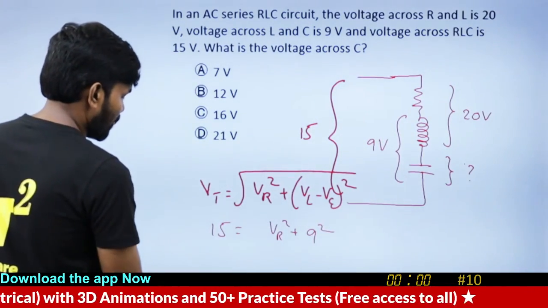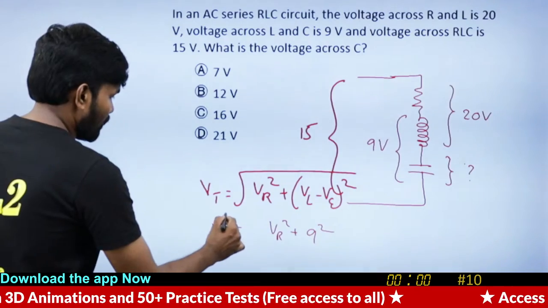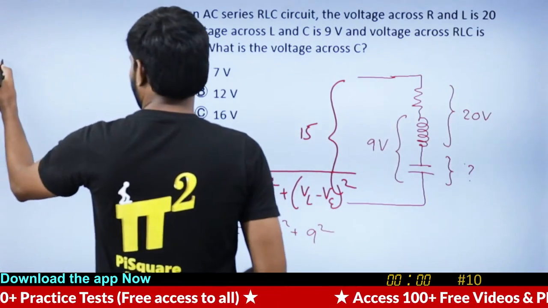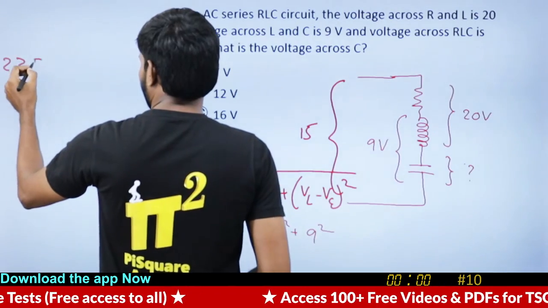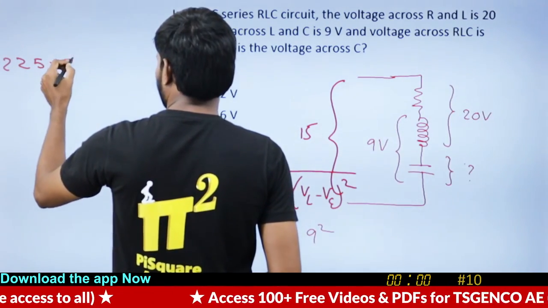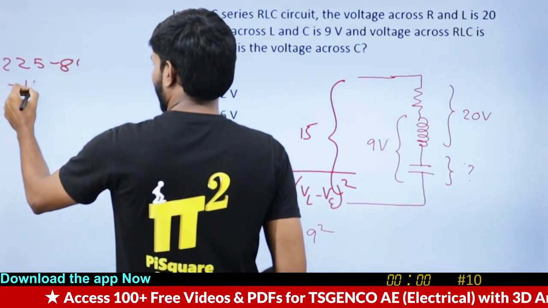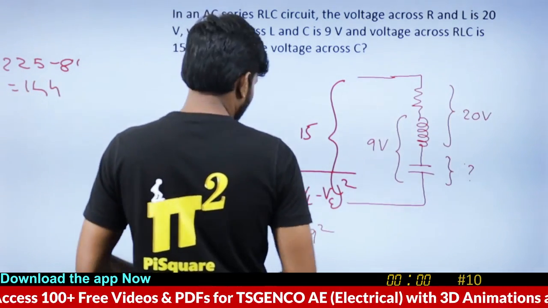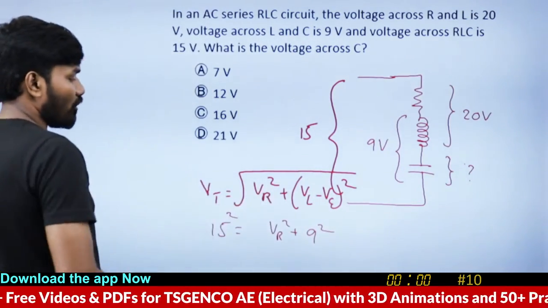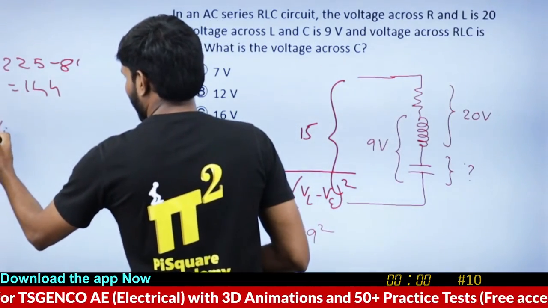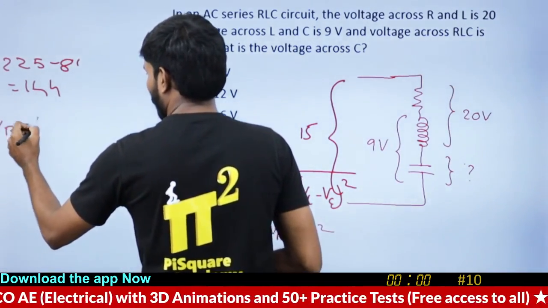So if you take off this root, it's here squared. So 15 square is 225. 225 minus 81, which is 9 square, is going to be 144. 144 means VR square is 144. VR value is 12. VR value is 12 volts.